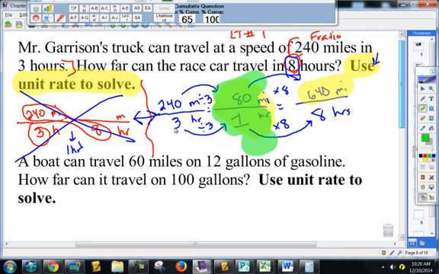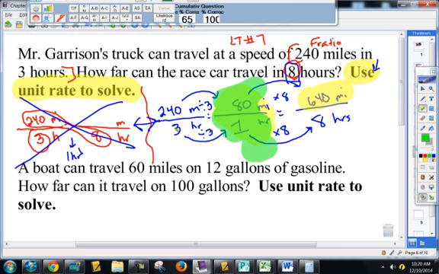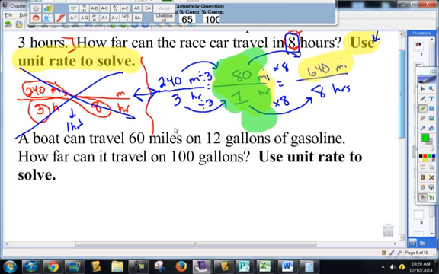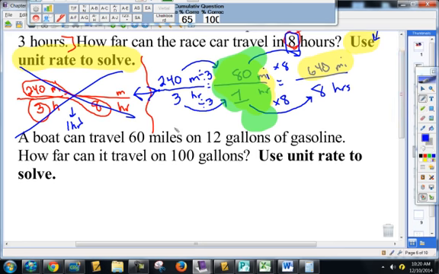Okay? Again, this is Learning Target 7. If there's something that you still don't get, let's figure it out. Okay? Now this next one, I'm going to have you do it here in a minute. A boat can travel 60 miles on 12 gallons of gasoline. How far can it travel on 100 gallons? This right here would be your real information.